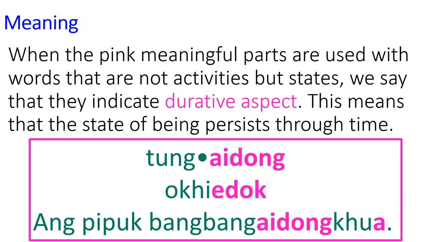When the pink meaningful parts are used with words that are not activities but states, we say that they indicate durative aspect. This means that the state of being persists through time. Here are some examples. Tungarong, Okiyadok. Ang pipuk bang bangay dong kuwa.